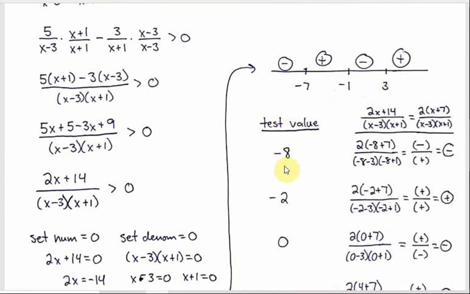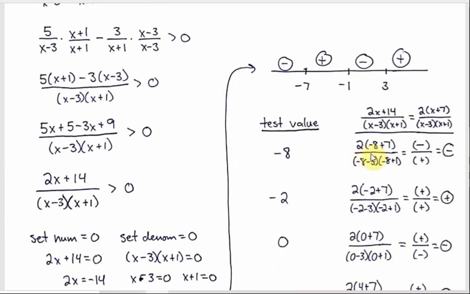So the one on the far left, I picked negative 8. I didn't even worry about the values because we're not going to graph anything, right? If you were graphing, you'd need the actual numbers, right? Absolutely. But here we just need to know, is it positive or negative?